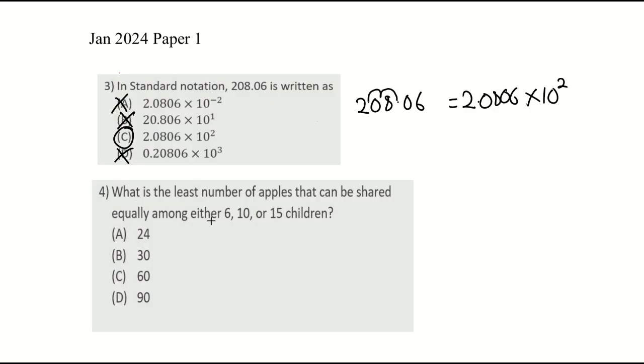This one, again, this is a repeated question. What is the least number of apples that can be shared equally among 10, 6, 10, 15 children? We know the answer should be 30.